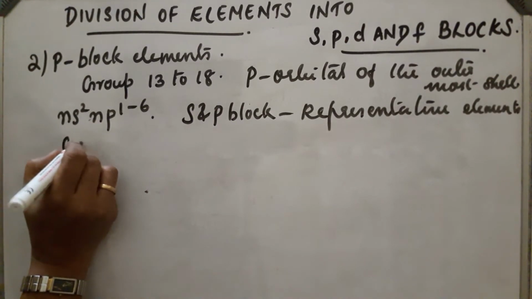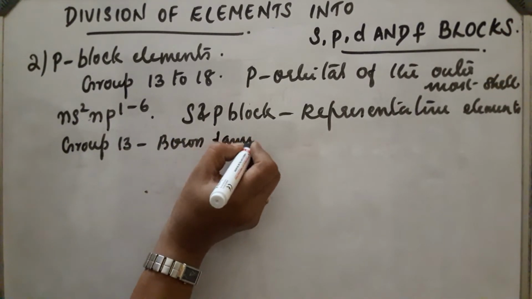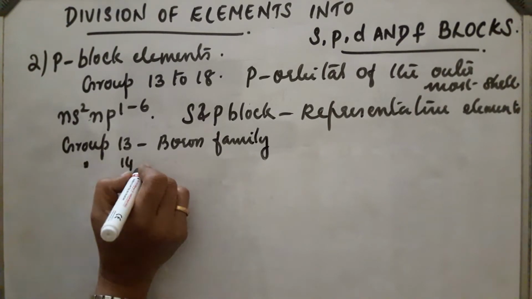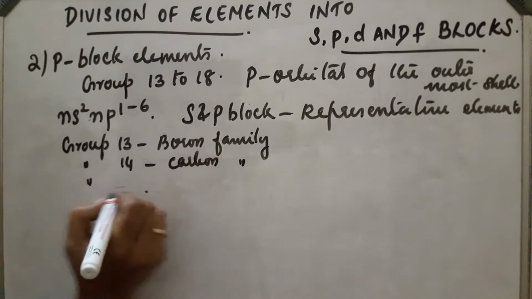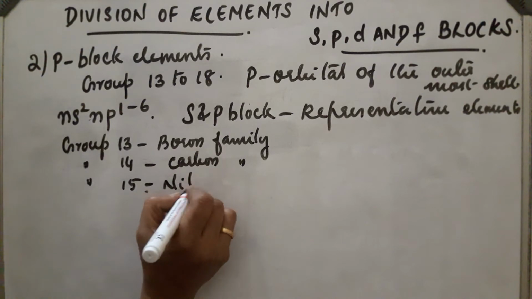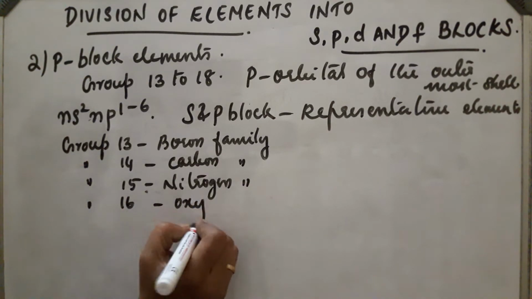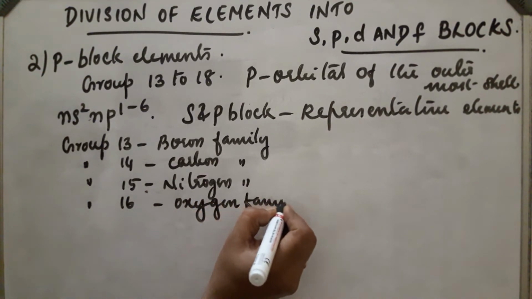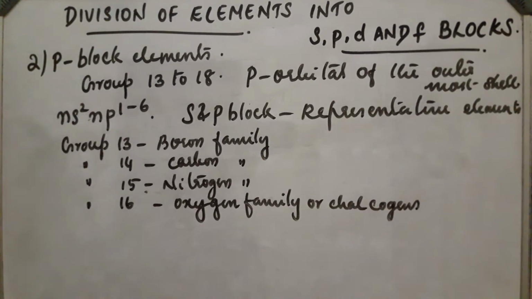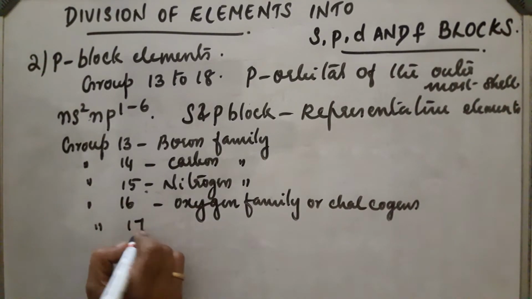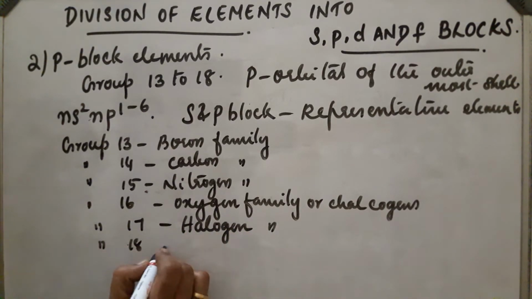The different groups are: group 13, boron family; group 14, carbon family; group 15, nitrogen family; group 16, oxygen family or chalcogens; group 17, halogens or halogen family; and group 18, noble gases.